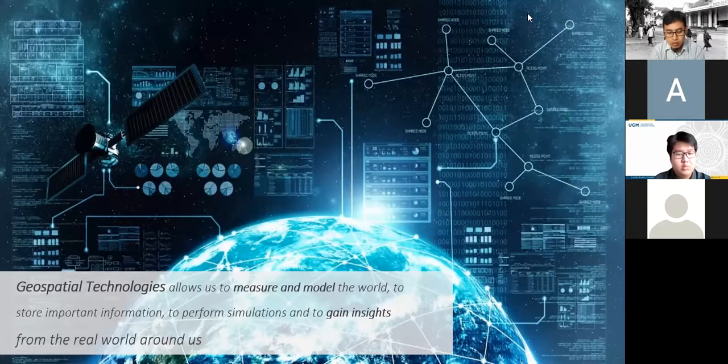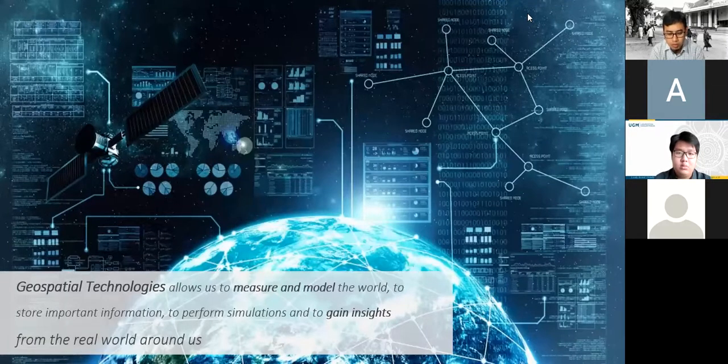We model the world to serve some purposes, for example, to understand the border between two countries, to draw the line between province A and province B, or to figure out the best way to divide a parcel. And this is a real world which we measure using geospatial technologies, and then we model it into maps, and the map itself is a representation of the real world.